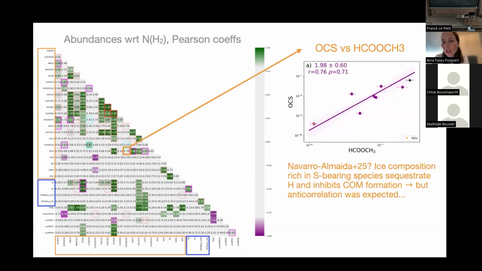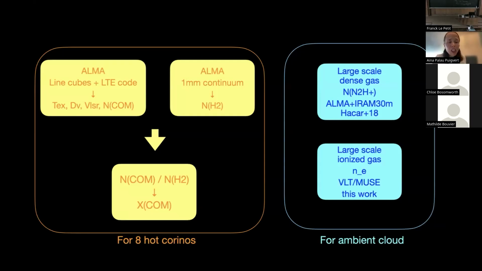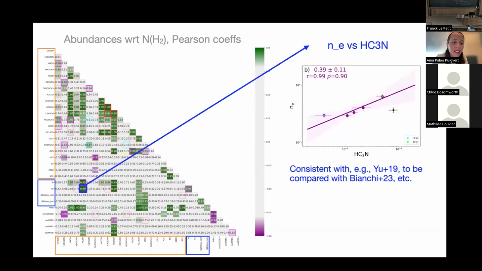We also found potential correlations between S-bearing species and complex organic molecules, and also between ethanol and formic acid, which has been proposed previously. As for any potential relation with the ambient cloud properties, I must say that we didn't find any clear case. The only one is this one, which I'm really not sure about at all, but might be interesting to study in the future. It's a relation between the electron density and HC3N, which has been seen in previous works, but it's not an easy case, so we should look at it in detail.